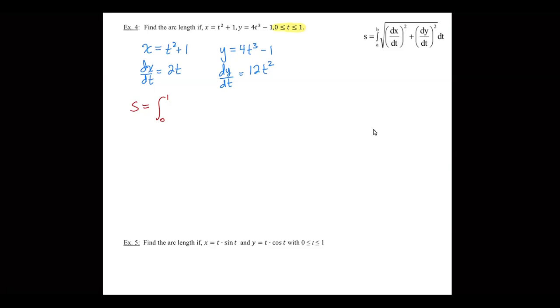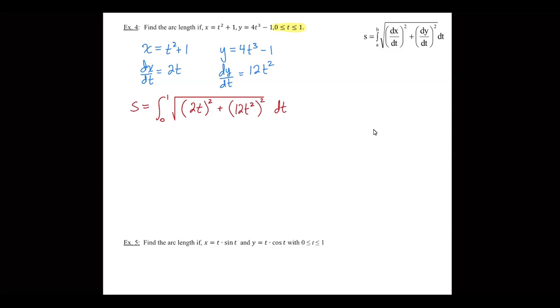All right, so the integral on the interval of 0 to 1, we got the radical, the dx/dt is going to be 2t. We're going to take that value and square it, plus dy/dt. We're going to take that value, 12t squared, and square it. And then we get a dt. So a little bit of cleaning up has to happen in order to work this out.